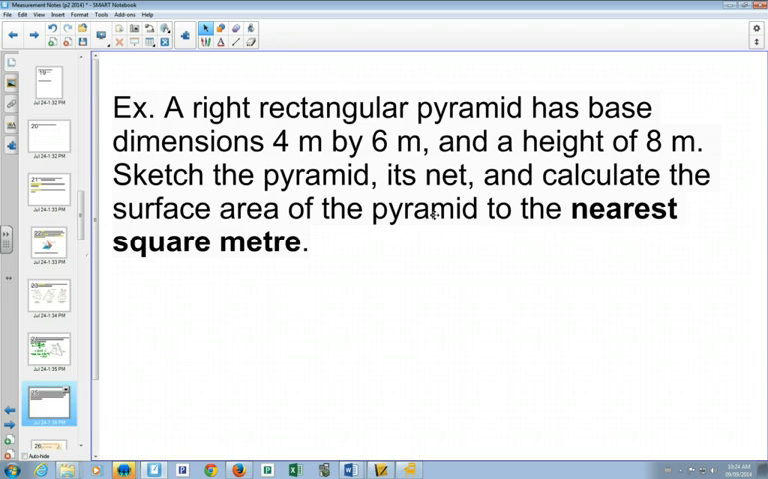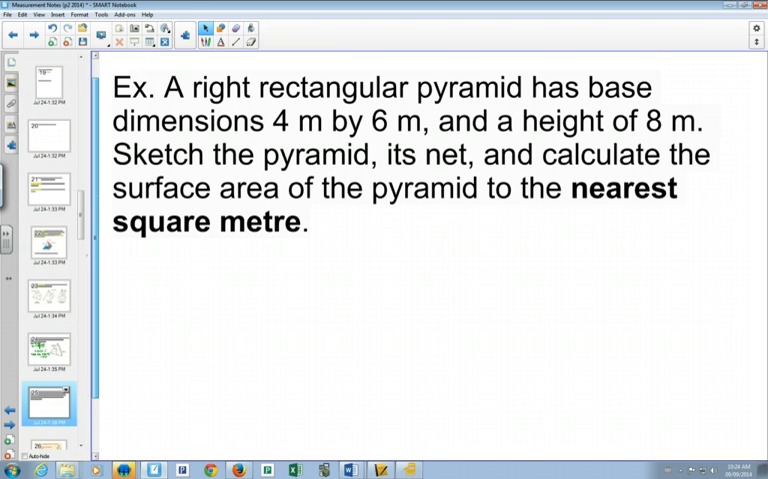Okay? We're going to try and draw a three-dimensional rectangular pyramid, and then we're also going to draw its net. The net of a shape is if you took it apart and laid it flat, kind of like a cardboard box. If you opened it up and laid all the cardboard flat, that's what the net is. And then we're going to try and calculate the surface area of this shape. Now it doesn't sound too bad yet.